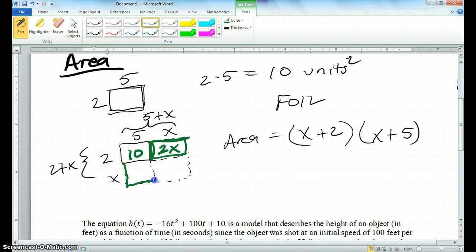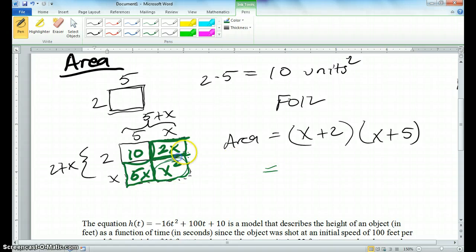Same idea here. The length is x, the width is 5, and x times 5 is the same thing as 5x, or 5 times x. And this box over here, you probably guessed by now, is x by x, which is x times x. A simpler way of writing that is x squared. So what have we come up with? We want to know the area of this entire thing. If we know the area of the individual 4 pieces, all we need to do is add them up.